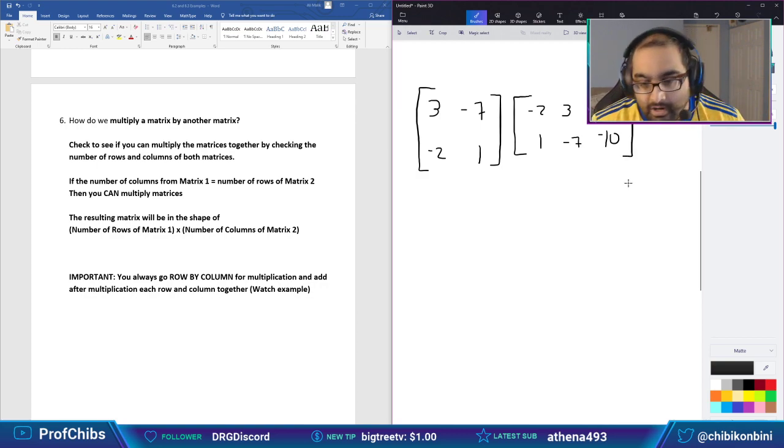So here are our two matrices, and we need to determine again whether or not we can actually multiply these two matrices. Now, let's take a good look at how we can figure that out.